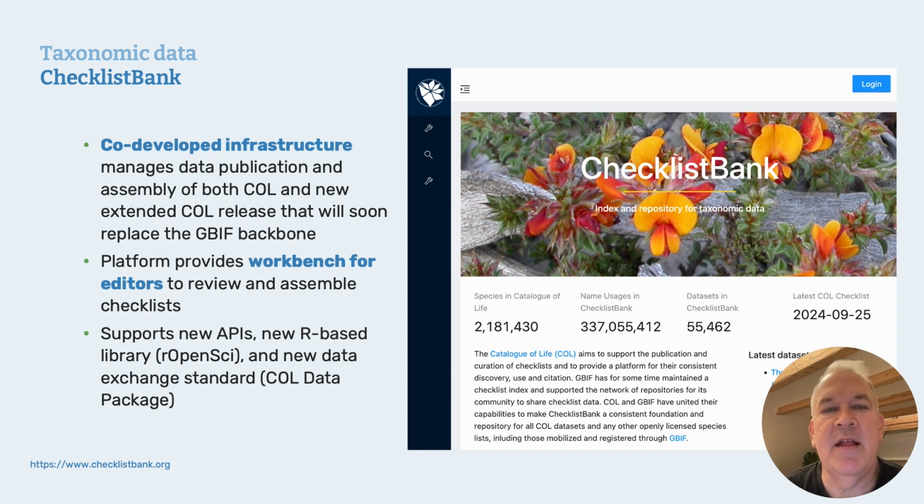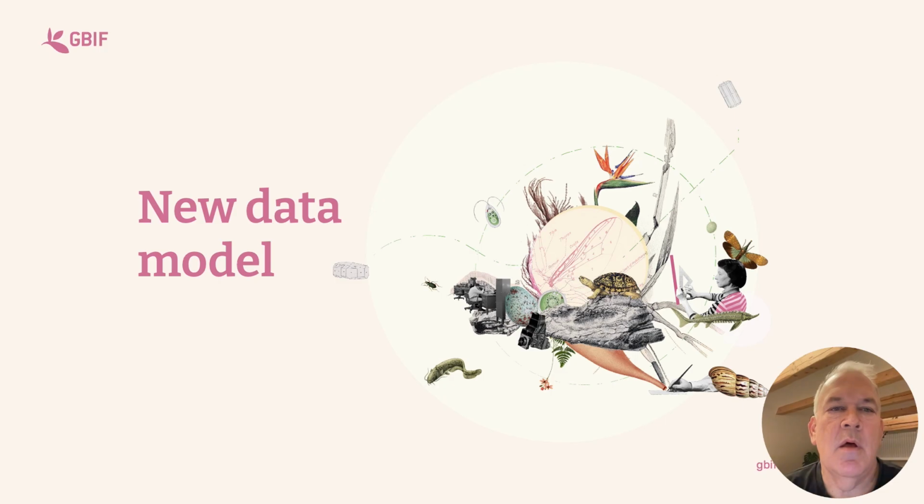This work is now being tested, and we hope to have it in production by late 2024 or early 2025. Once that happens, we expect to engage the wider taxonomic community because Checklist Bank offers a workbench of tools useful to anyone working with taxonomic data.